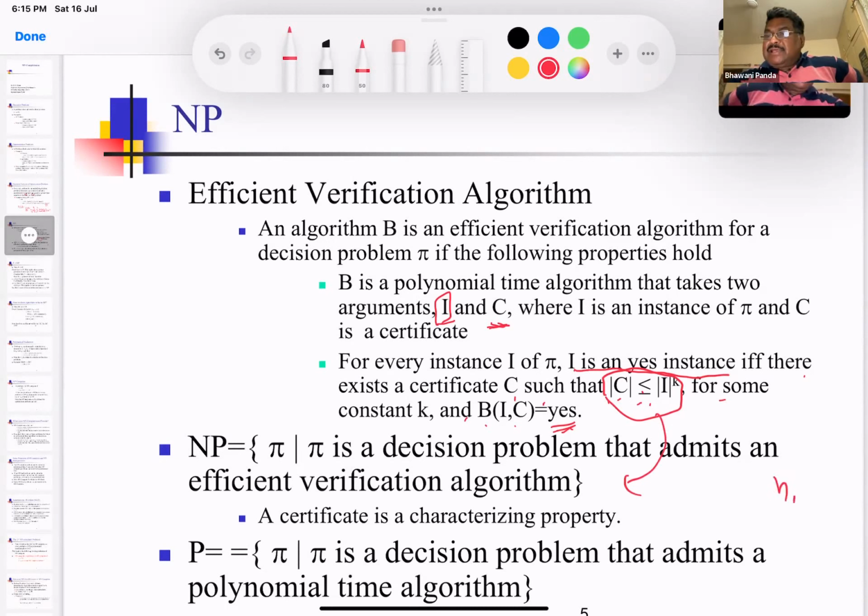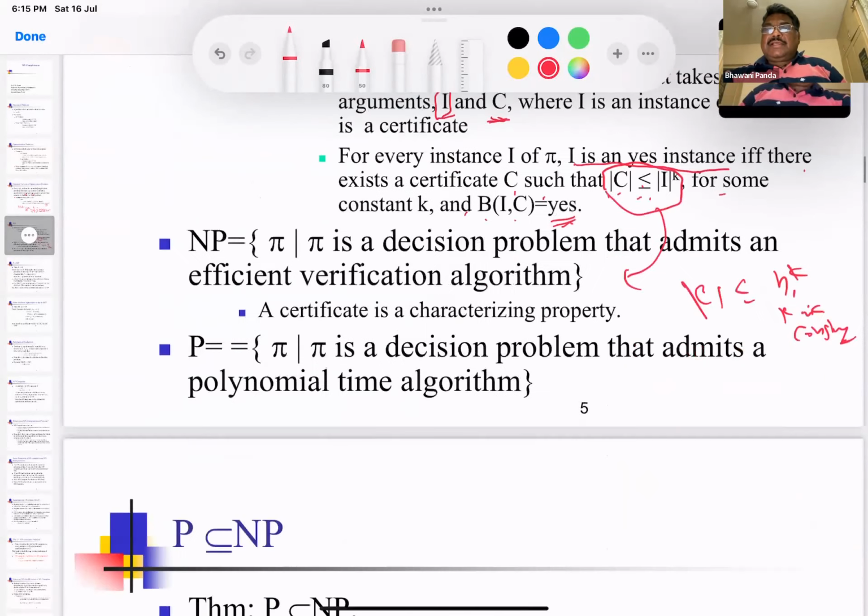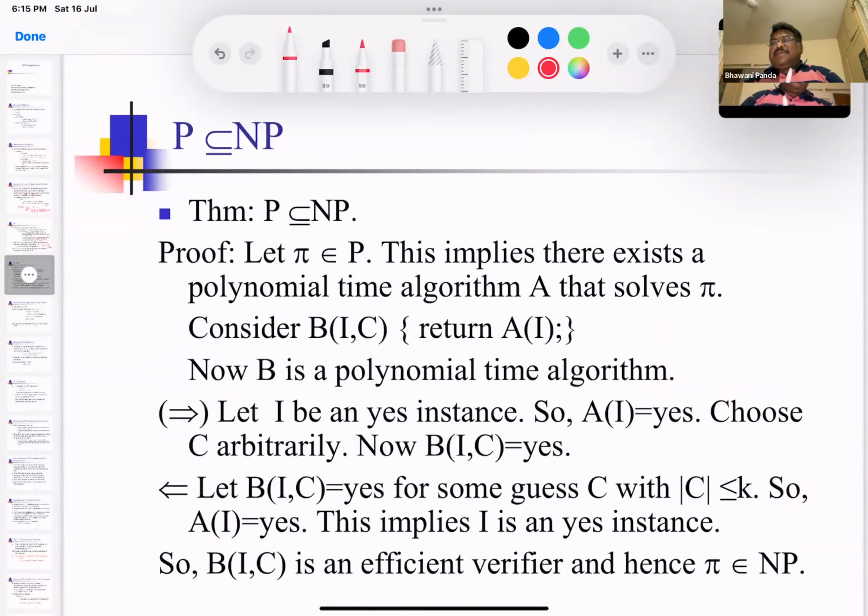And P is the set of all decision problems that admit a polynomial time algorithm. So we saw that P is a subset of NP. That means if you know how to solve the problem, we can verify that it is a yes instance also. So pi belongs to P. So you design this algorithm B of I comma C, and you just run this algorithm A, which is a polynomial time algorithm to solve the problem pi.